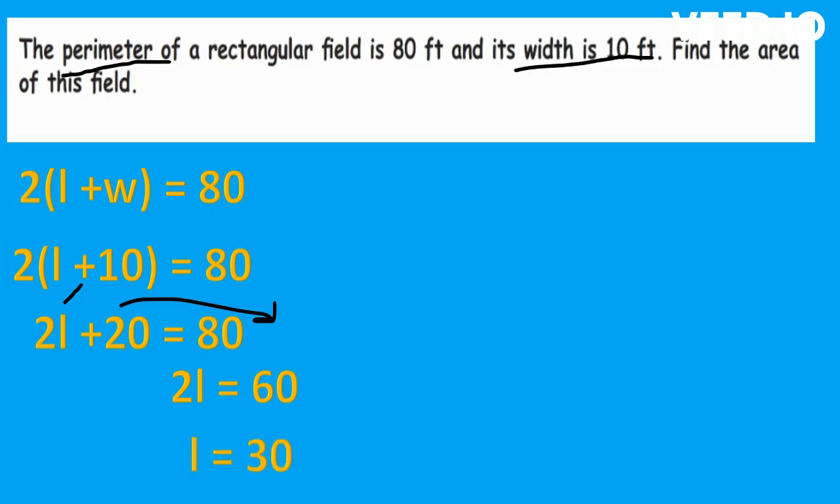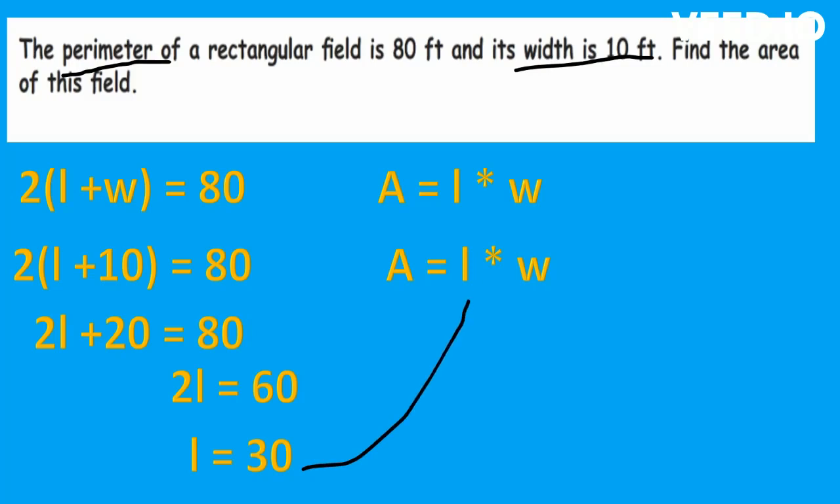Now the question is we have to find the area of the field. We know length, we know width. So now we can calculate area, length times width. 30 times 10. Take care of the unit of measurement here. It will be 300 square feet.